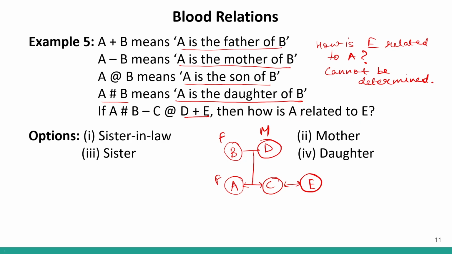But the question is, how is A related to E? So A's gender is known. So A is the sister of E. Sister is given in option number 3. So option number 3 will be the correct answer to this question.